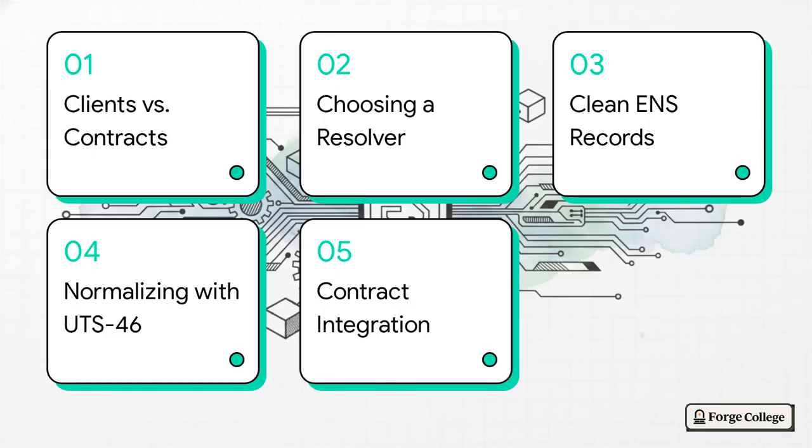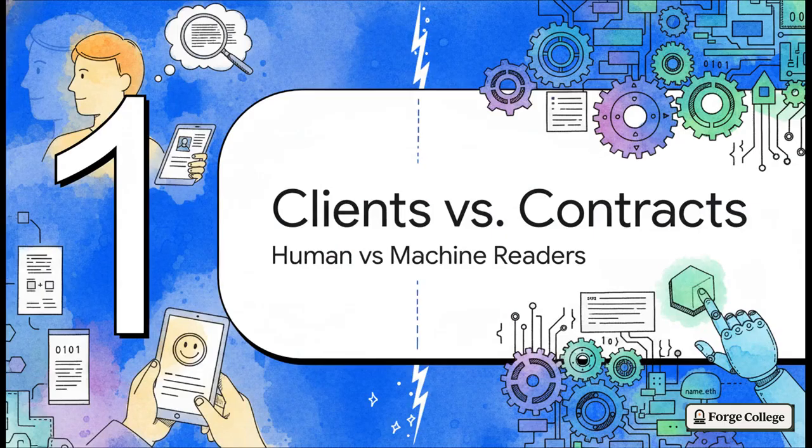So to prevent a total runtime disaster, we need a solid blueprint. Today, we're going to hit 5 key areas. First, clients versus smart contracts. Second, choosing your ENS resolver. Third, maintaining clean ENS records. Fourth, normalizing names with UTS-46. And finally, getting ready for contract integration. Let's dive right in. All right, Section 1, clients versus smart contracts.